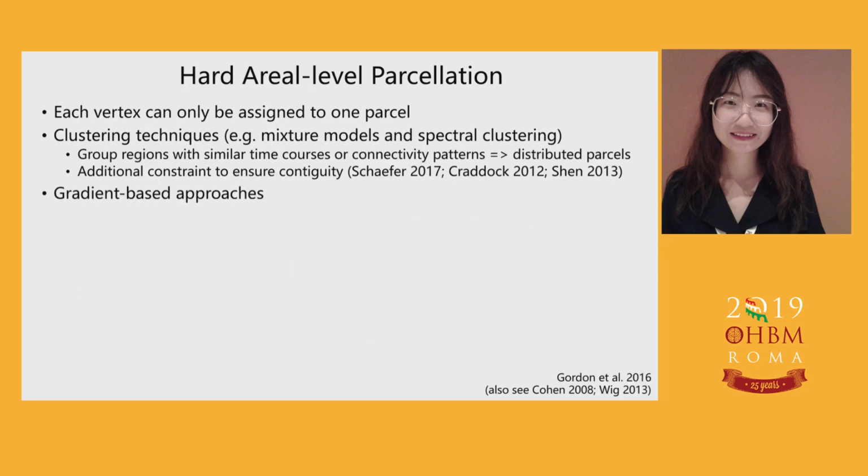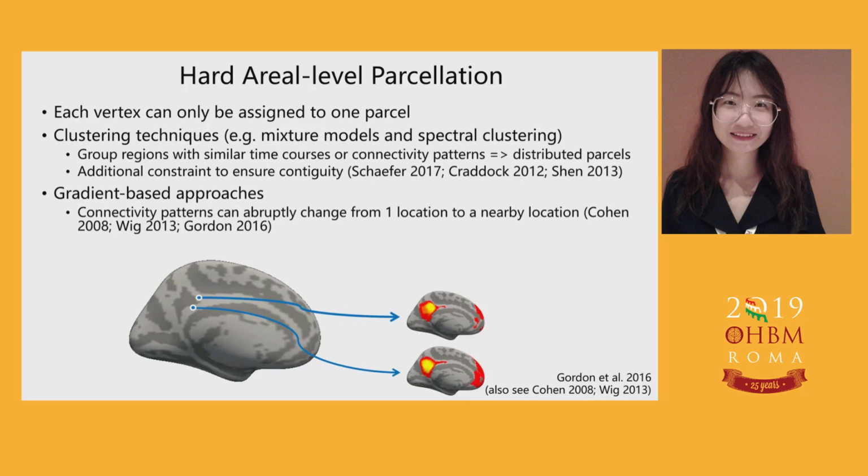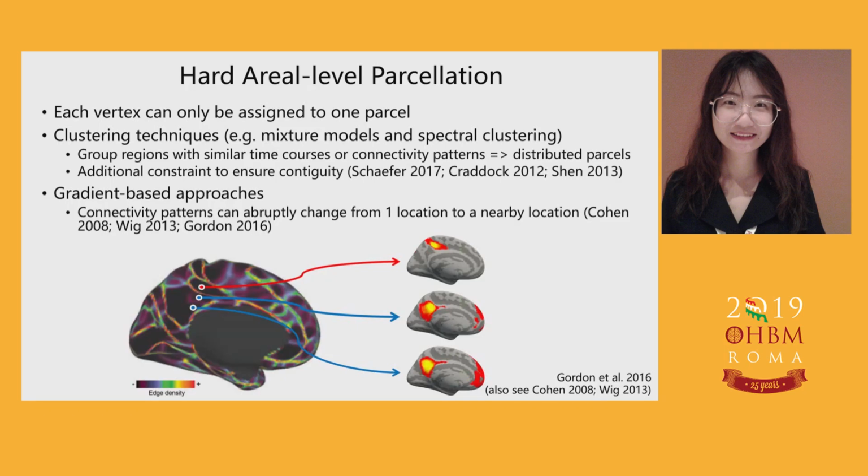Another way to estimate hard area level parcellation is called the gradient-based approach. This is a method pioneered by Steve Petersen's group. This approach is based on the idea that the connectivity patterns can abruptly change from one location to a nearby location. For example, these two nearby regions have very similar functional connectivity patterns, while these nearby regions have very distinct functional connectivity patterns. If we map the local changes of the functional connectivity across the cortex, we can get a gradient map like this.